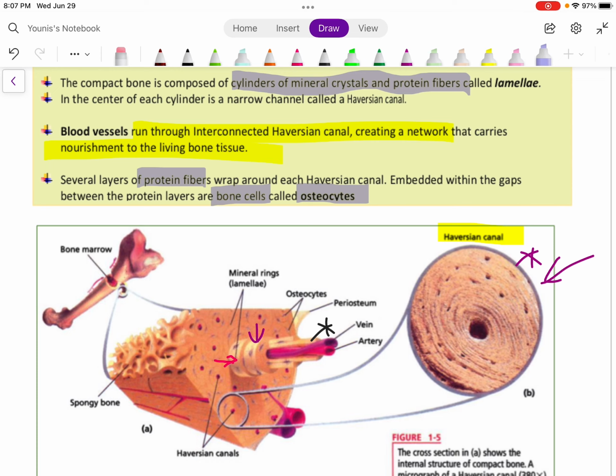So where are these bone cells located? The locations are important. The bone cells are embedded within the gaps between the protein layers. We did mention the protein fibers, the lamellae, and the mineral crystals. So between the gaps that are left between these protein fibers and mineral crystals, there are osteocytes located, to fill the gaps and to make the bone more compact.